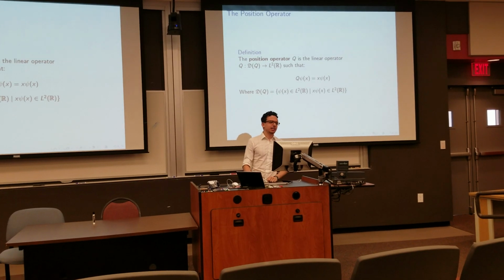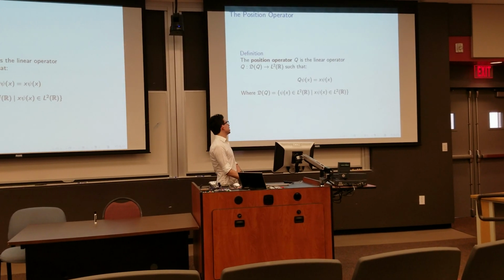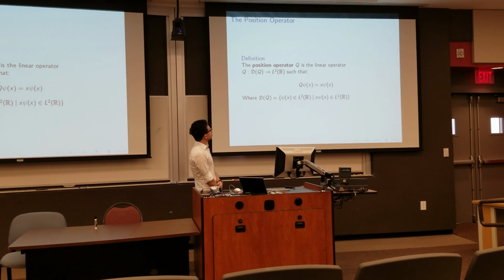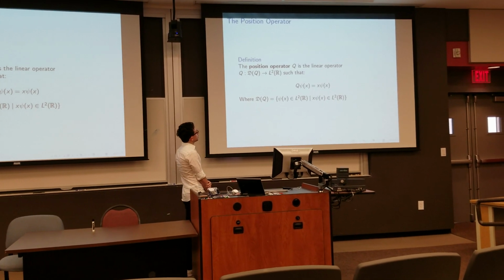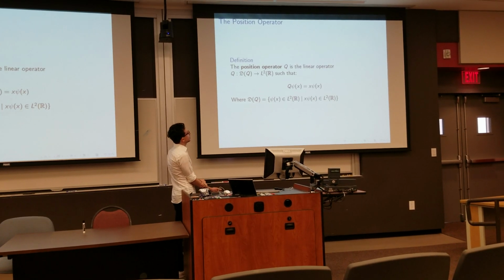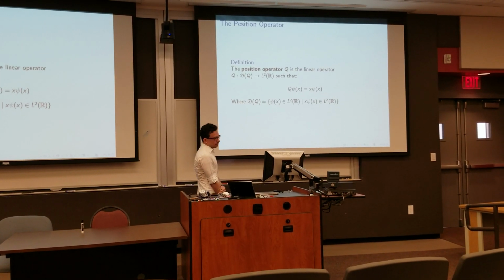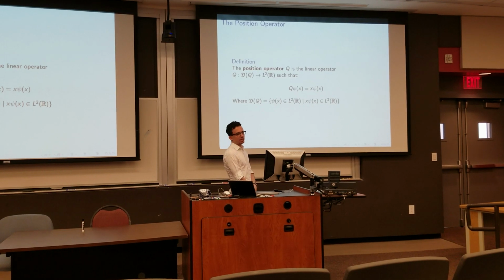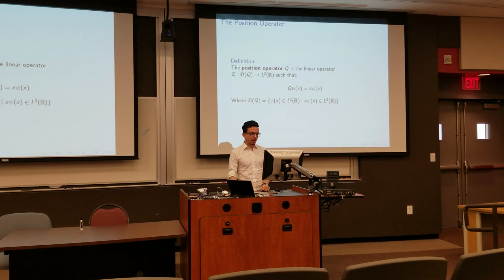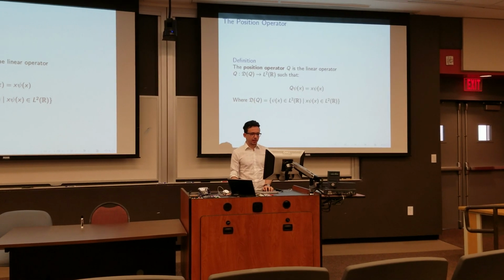So let's give an example of an operator between vector spaces. We have the so-called position operator. It's a linear operator from some domain to L2 of R, where the domain is in L2 of R. Basically what it does is it takes a function and just multiplies it by x. It's a fairly simple operator, but it has some weird properties.